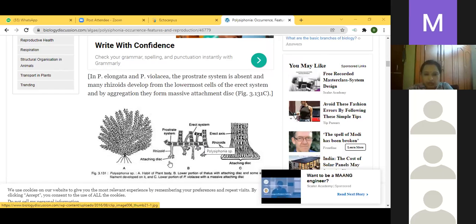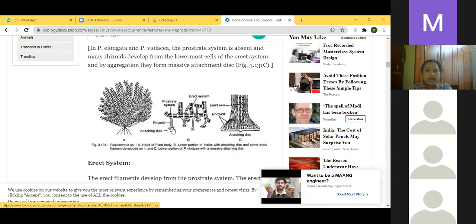You can observe below the prostrate system, rhizoids are there, no, girls? These rhizoids are unicellular, developed from the lowermost cell of the erect system, and aggregate into a massive attachment disc. See, attaching to the discs is also present in the creeping system, or what is another name?